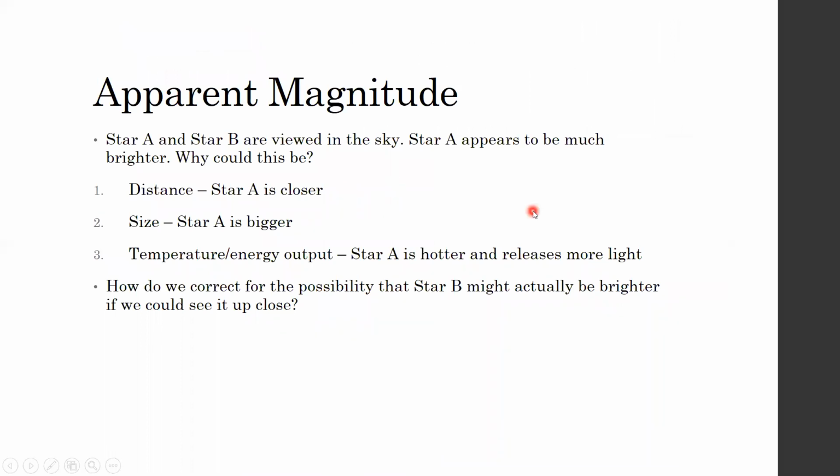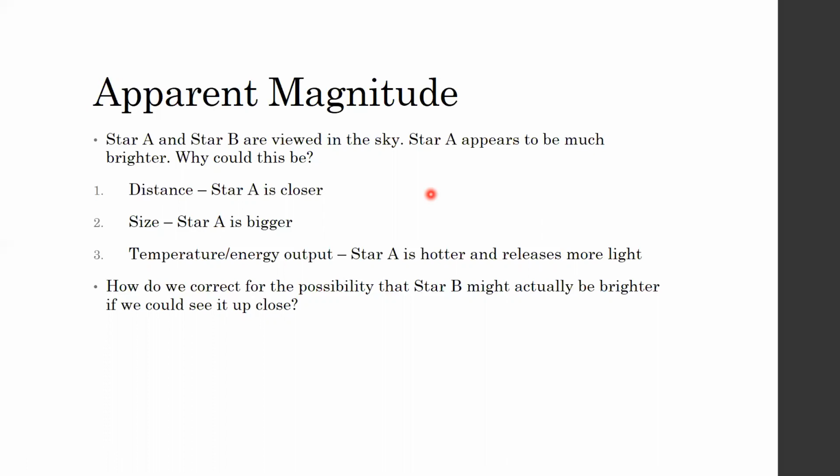So again, let's say we're out viewing the night sky. We're looking at two different stars, star A and star B, and star A appears to be much brighter. And why could this be? There's a couple of different possible explanations. The first one is simply distance. Star A may not actually be inherently brighter, have a greater magnitude, that's another way of saying that, than star B. It may simply be closer to us.